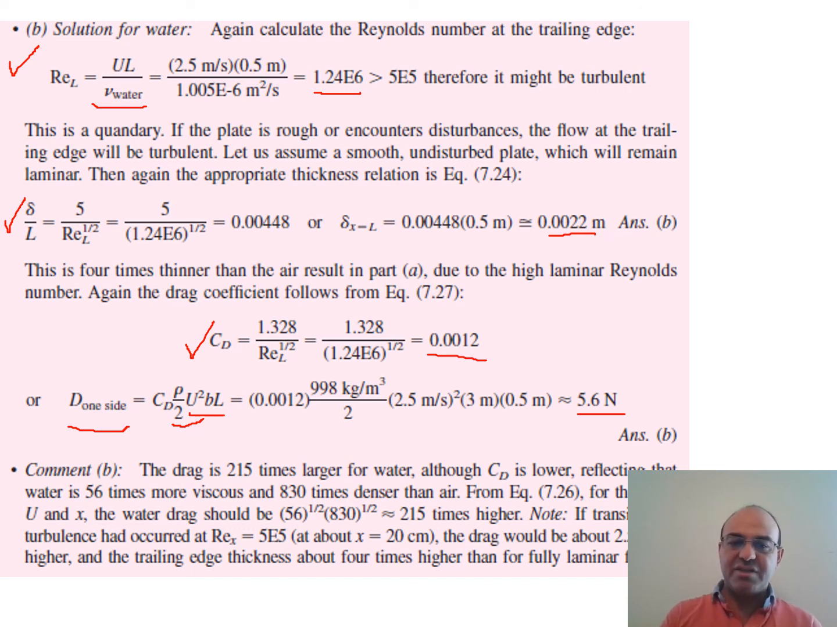So I mentioned the density that appears in this equation for drag. We should also consider the fact that water is more viscous. All right, so if the plate is not smooth, then we would need to go ahead and use the correlations for turbulent flow that we will talk about in the following slides.